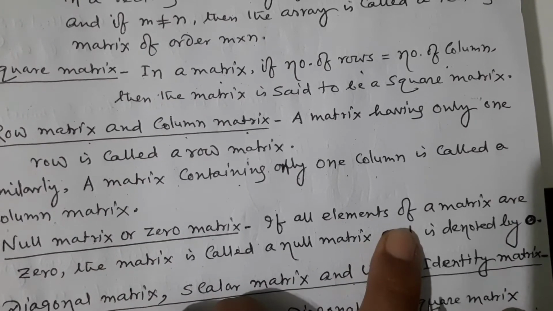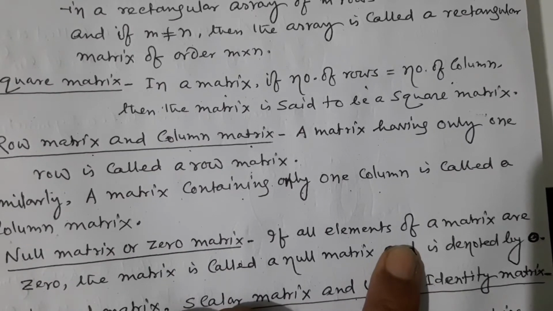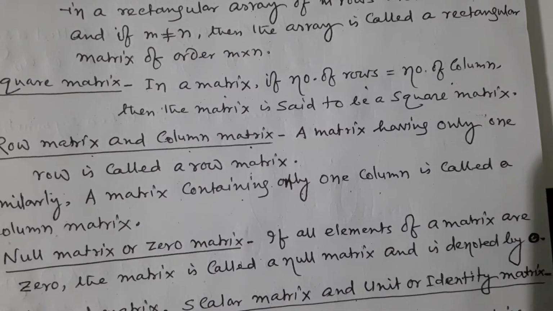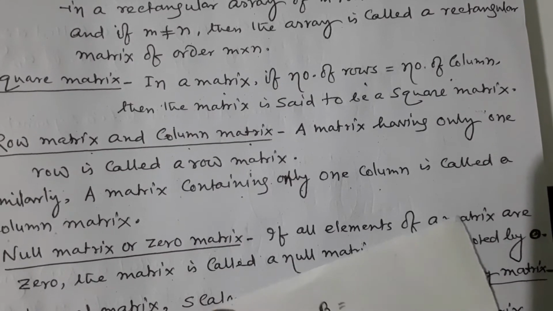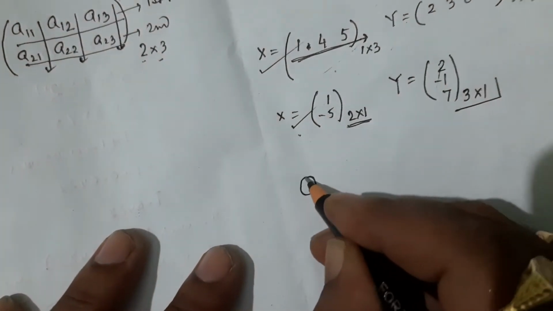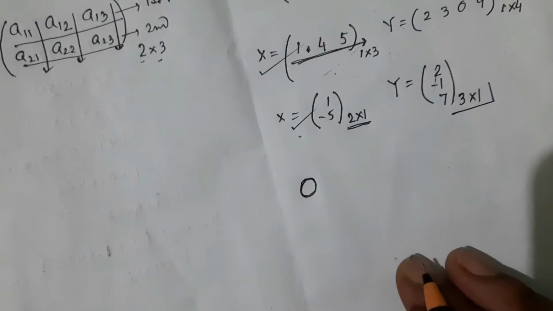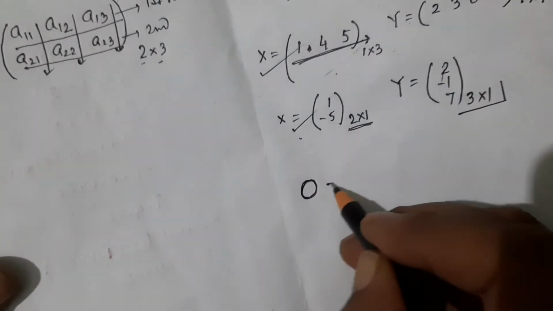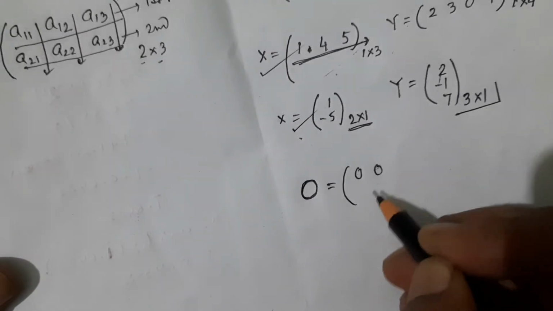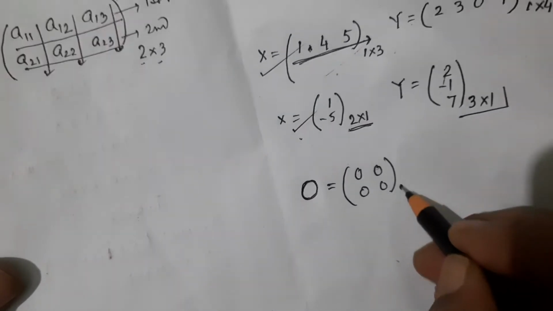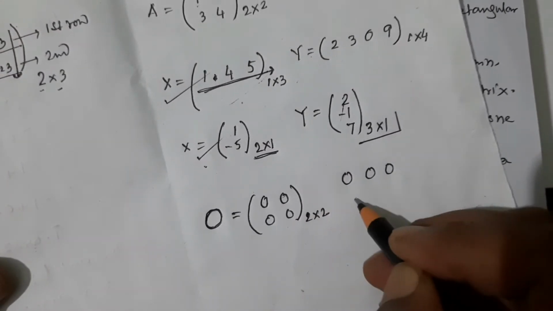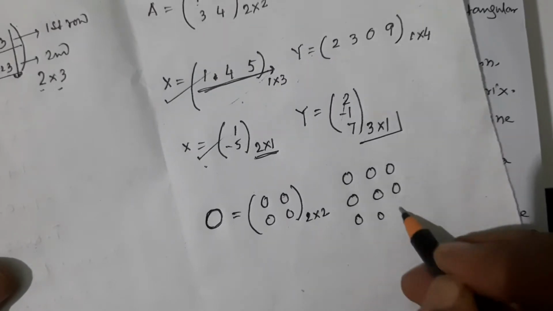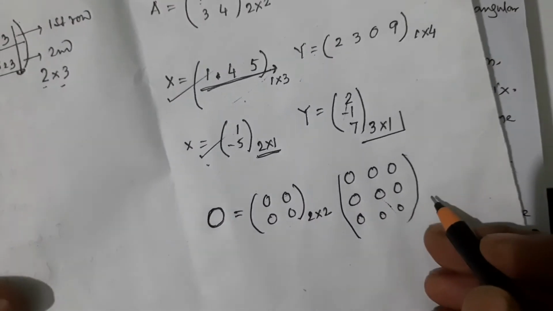Null matrix or zero matrix. If all elements of a matrix are zero, the matrix is said to be a null matrix or zero matrix. It is denoted in this way, by a bold O. For example, O equals 0, 0, 0, 0. This is a 2 cross 2 zero matrix. This is also a matrix of all zeros, a 3 cross 3 zero matrix.